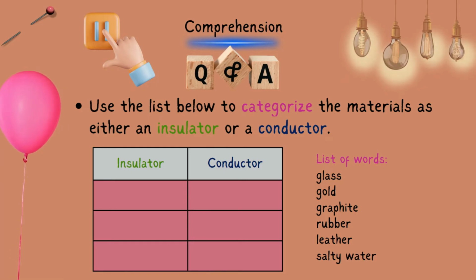Comprehension. Use the list below to categorize the materials as either an insulator or a conductor. The list of words is as follows: glass, gold, graphite, rubber, leather, salty water. You're going to use these words and place them under the correct column. You may pause this video to answer these questions.